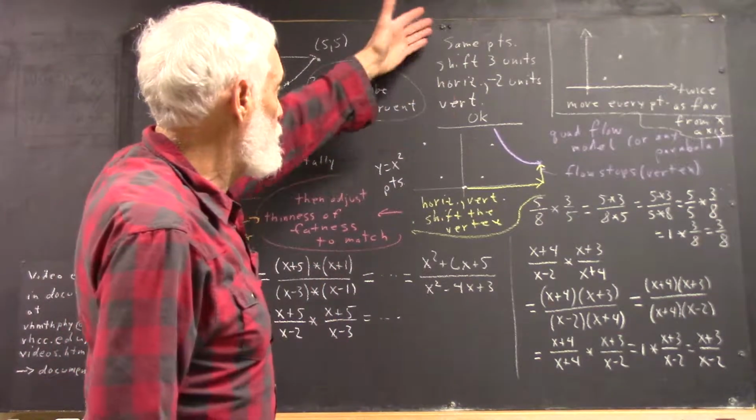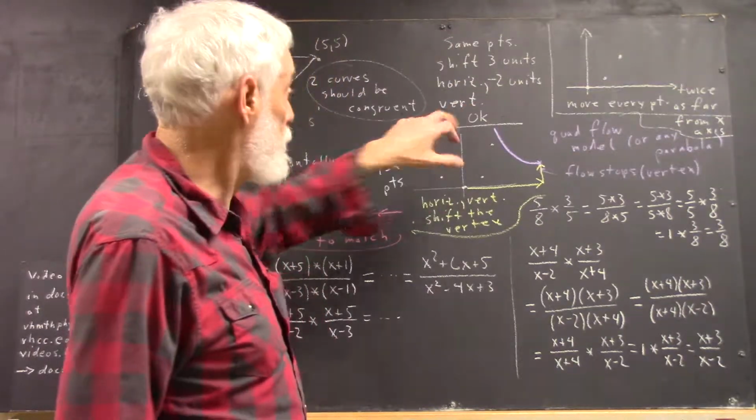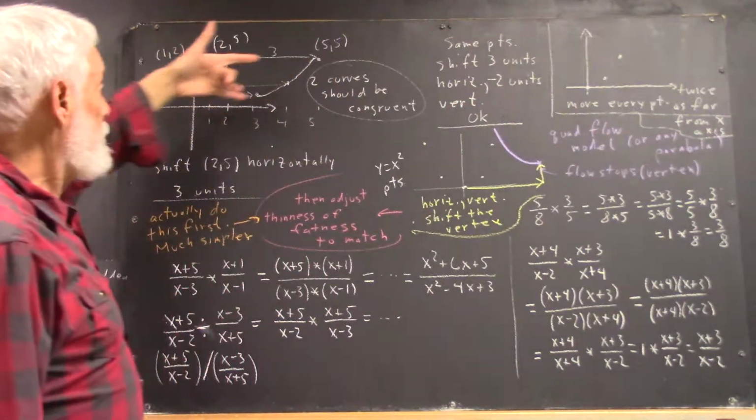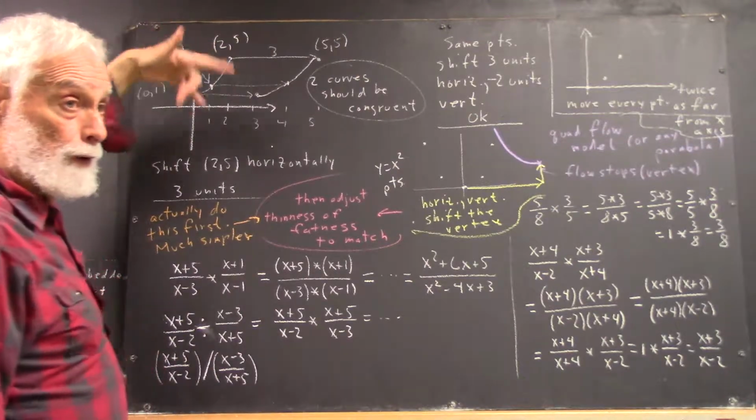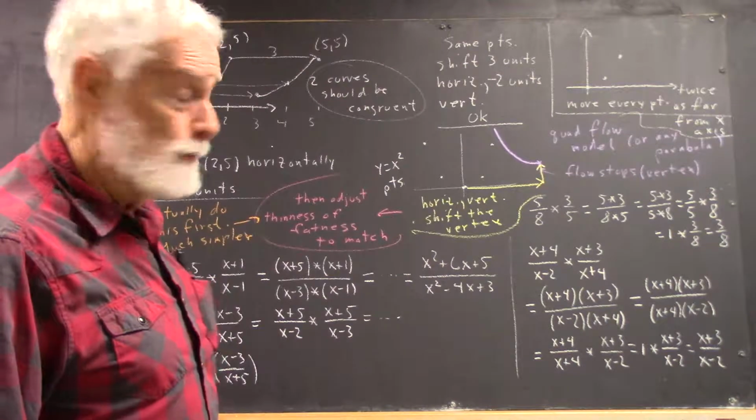Okay, so now we take the same points and shift them 3 units horizontally, -2 units vertically. Now, some people started with these 3, some people started with these 3. Either way would have been okay. I really intended these 3, but I could have stated that a little more clearly.